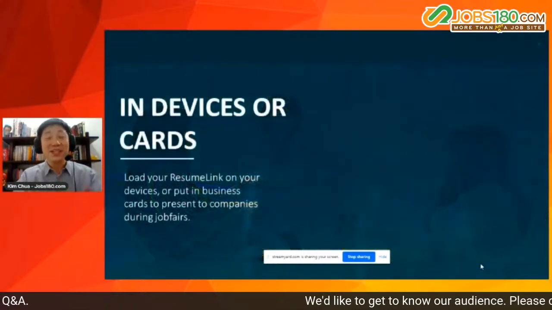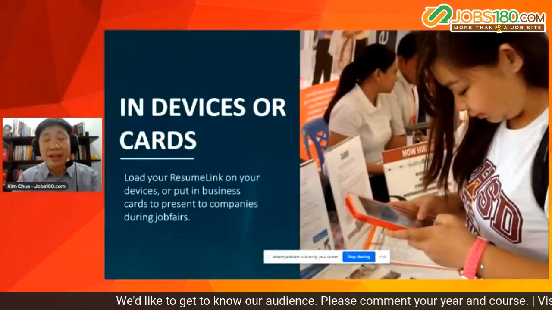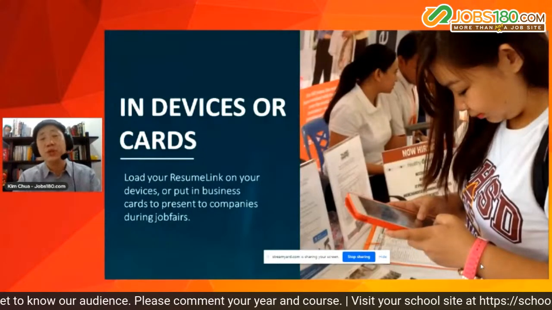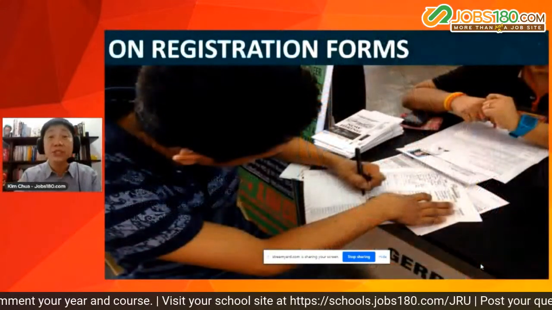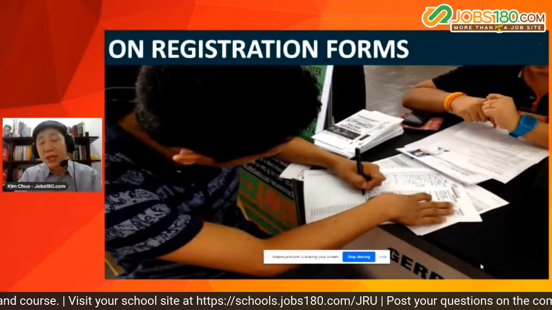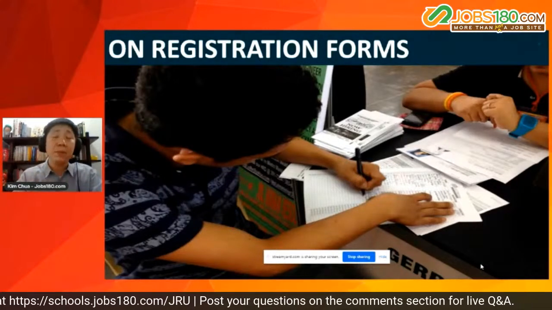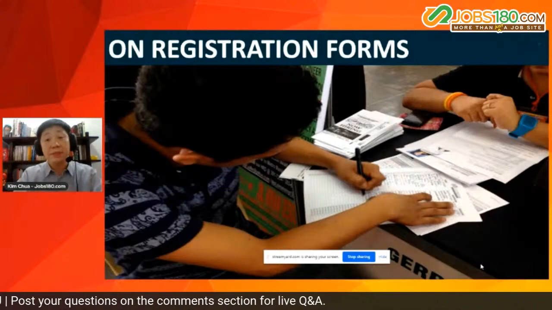Okay? So, my recommendation to those listening, use the gadget. Take advantage of the technology. Use your gadget, your laptop, your cell phone, your tablet, whatever. Because nowadays, this day and age, we should use technology. If you're still doing things manually and have no gadget, it's okay. Don't be sad. You can still submit to the companies by just simply writing the resume link on a piece of paper. As simple as that.